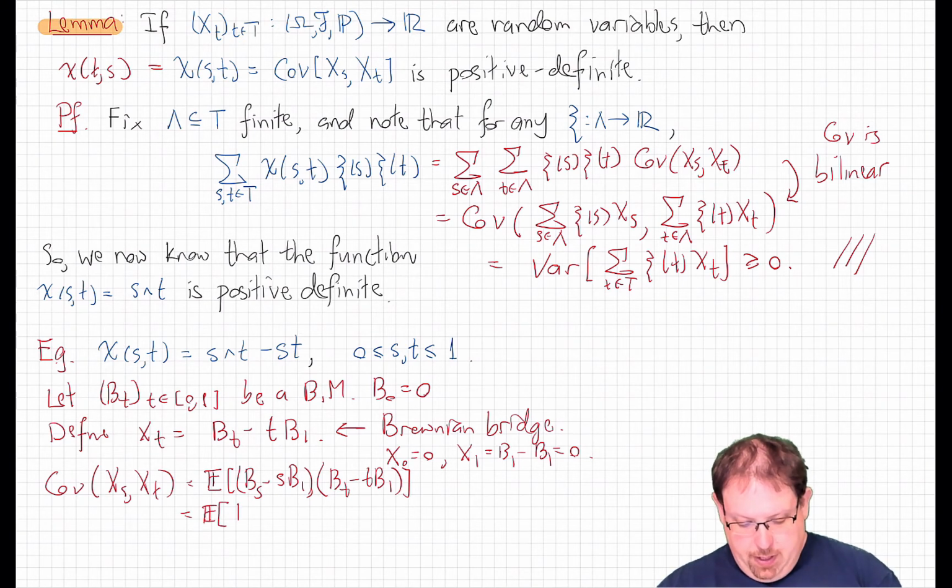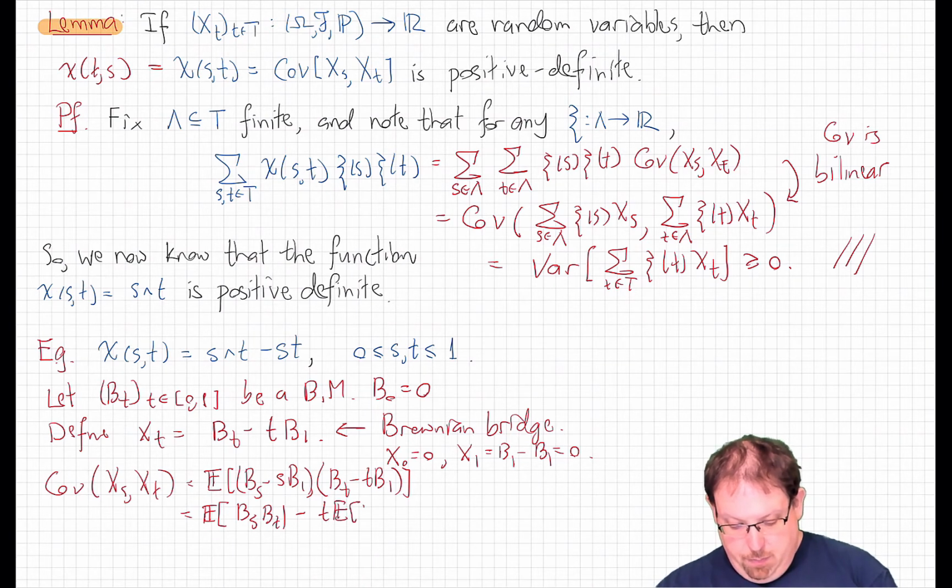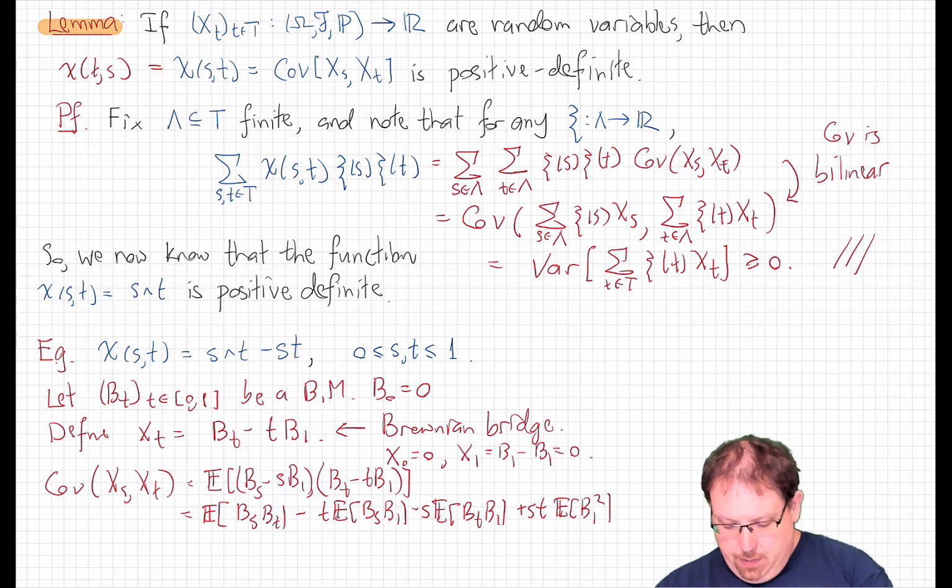We have the expected value of BsBt, minus t times the expected value of BsB1, minus s times the expected value of BtB1, plus st times the expected value of B1 squared.